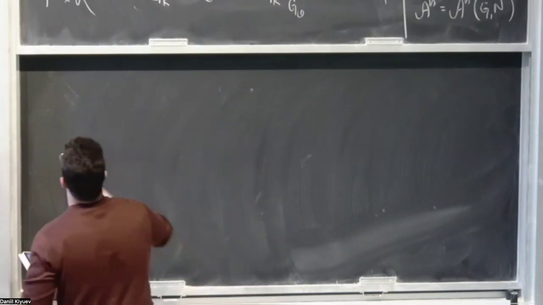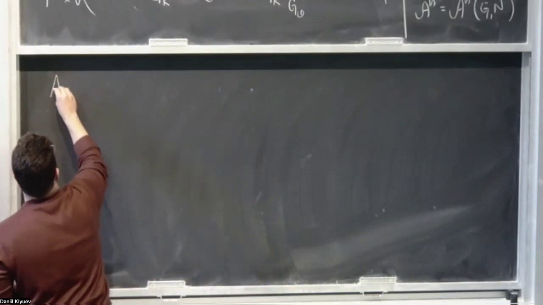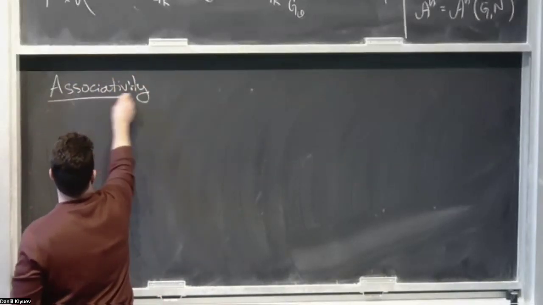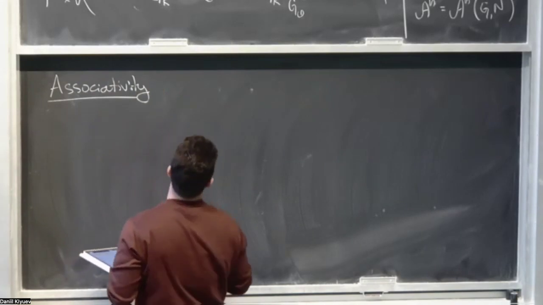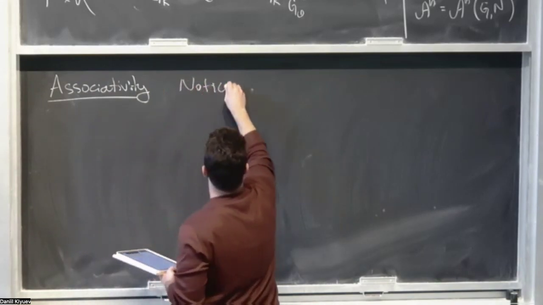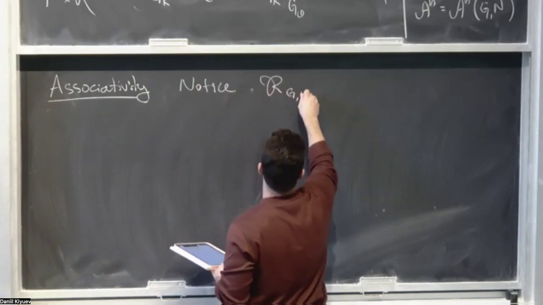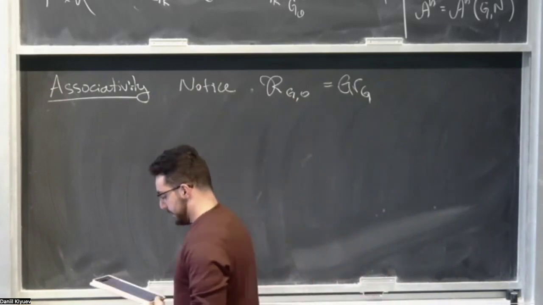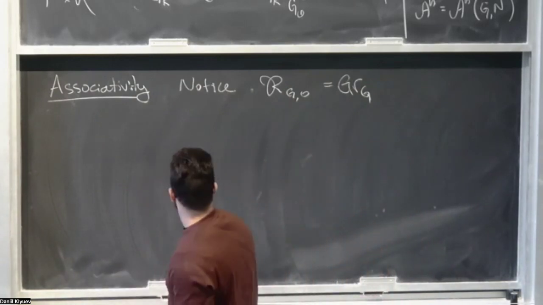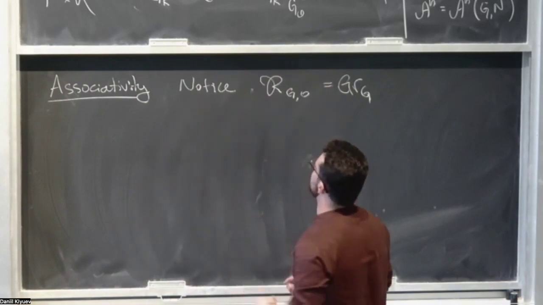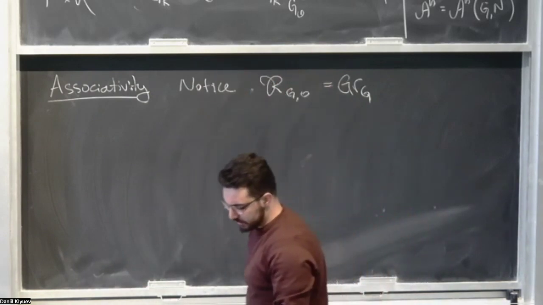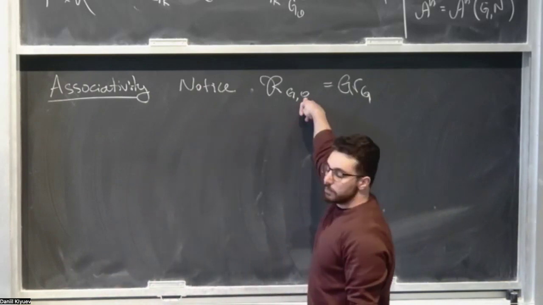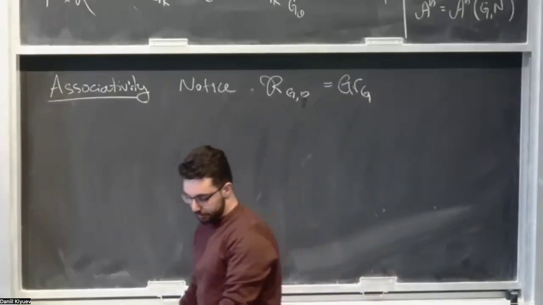Right. Talk a little bit about associativity. So notice that R G comma 0, this is just third. And I guess this business had already been done before in this case. There's a way to relate the case of arbitrary n to this one, which I'll describe now.